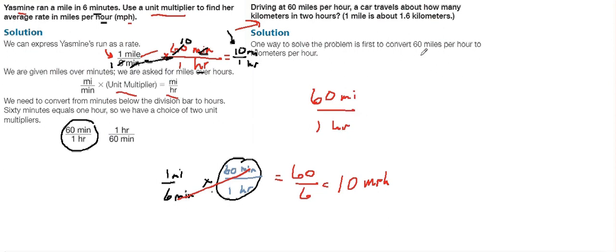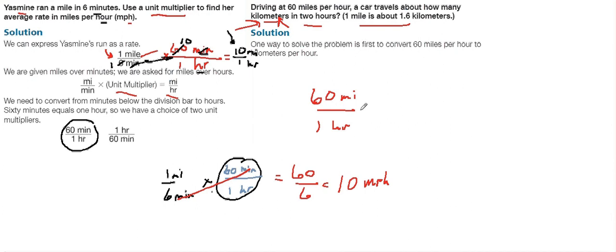A car travels about how many kilometers in 2 hours? There's 2 steps to this problem implied here. First, we need to go into kilometers. Then we need to find what is that in 2 hours. Okay, and they help us out a little bit, right? A mile is more than a kilometer. It's about 1.6 kilometers.